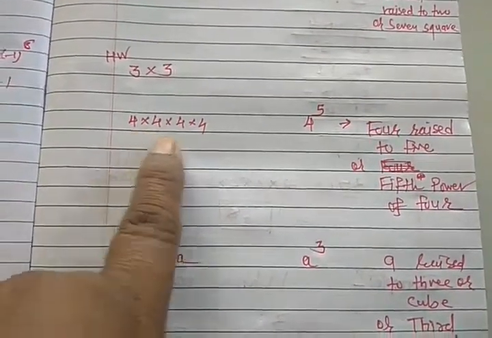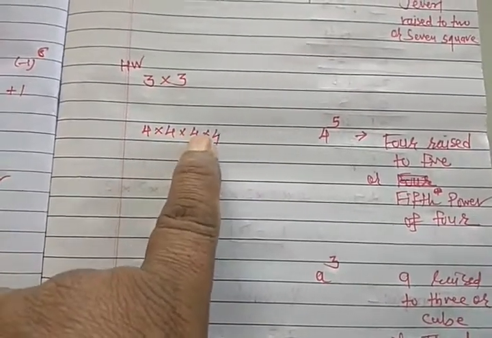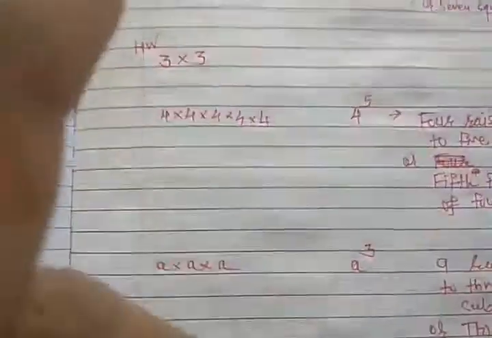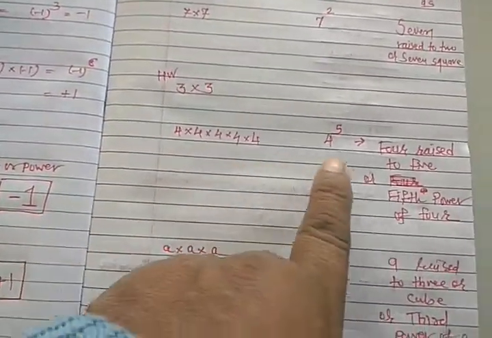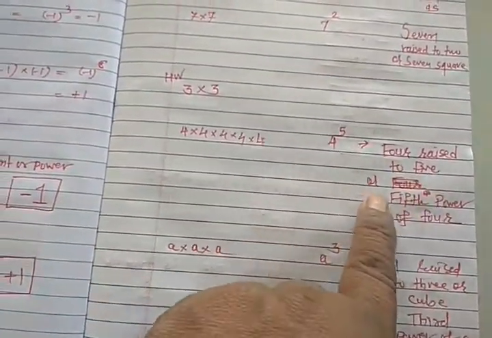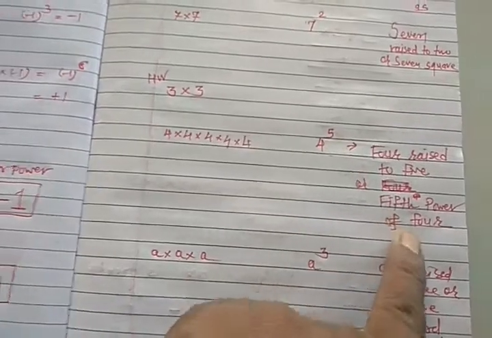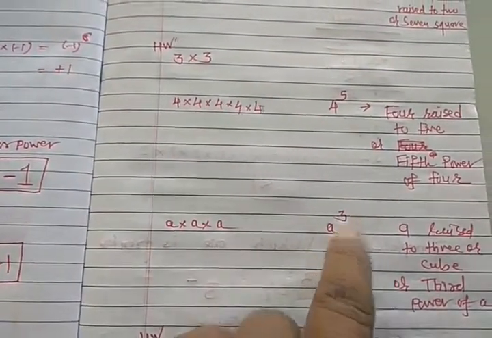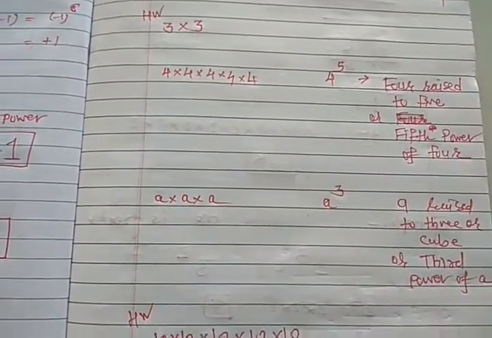4, 1 2 3 4, I have written 4 five times, so 4 raised to 5, or you can say the fifth power of 4. Like this you can also read. Here a raised to 3, or the third power of a, like that.